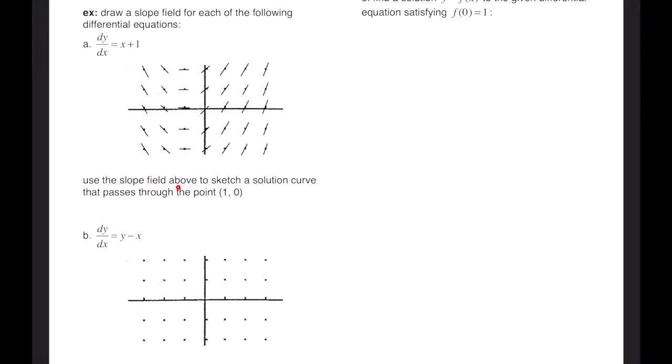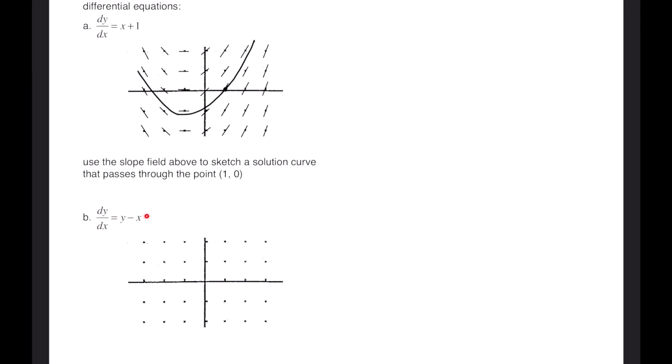It says use the slope field above to sketch a solution curve that passes through the point (1, 0). So we plot the point (1, 0). To the right, the graph curves up. To the left, the graph curves down, it bottoms out, and then goes up. This differential equation has x and y, so what I want to do is take this and set it equal to 0. We end up getting y equals x.